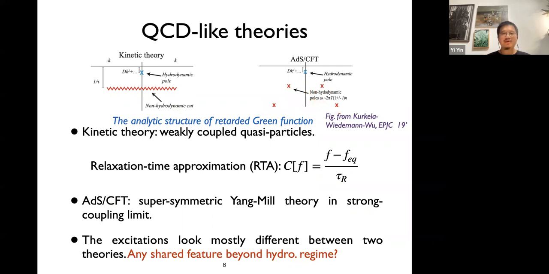And so from this point of view, you might say that the excitations in this weakly coupled theory and this strongly coupled theory look quite different, right? The one is a branch cut, the other are the quasi-normal modes. You might think that the only thing those two theories share in common is the hydrodynamic limit. There are some hydrodynamic modes, but you might think that there are no shared features beyond the hydrodynamic regions.